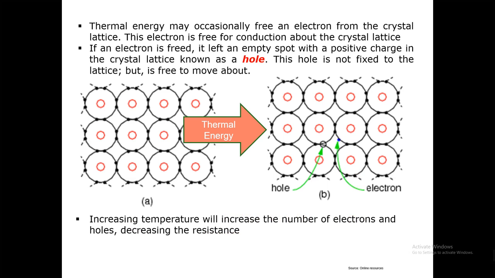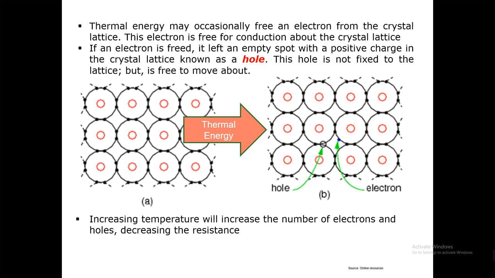What is resistance? Resistance is basically the resistance for the movement of the electrons. If it has no free electrons, there is no movement, and the resistance of this crystal lattice is high. But after heating, it has more free electrons, so it can conduct current. Free electrons are moving, which means there will be more current, so this crystal lattice will have less resistance.